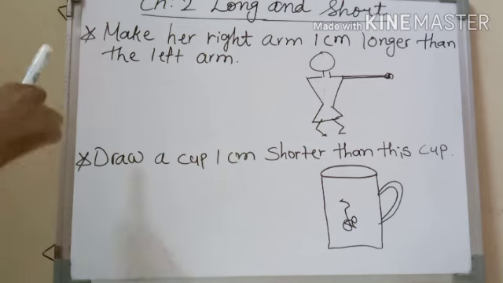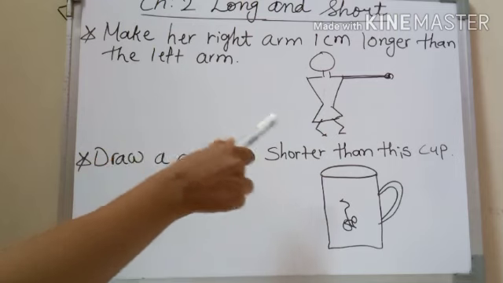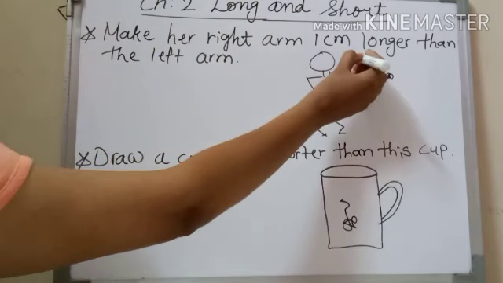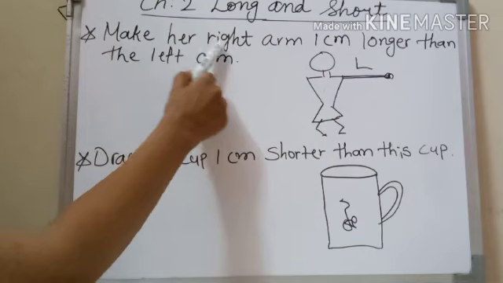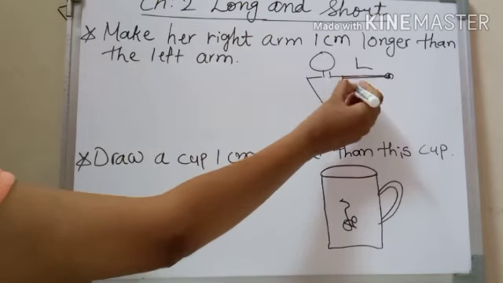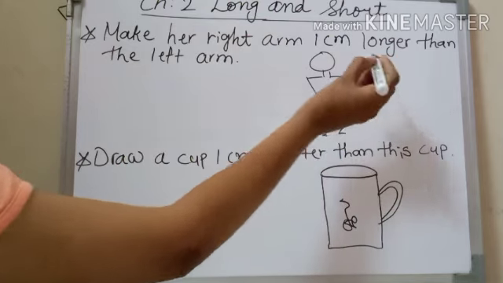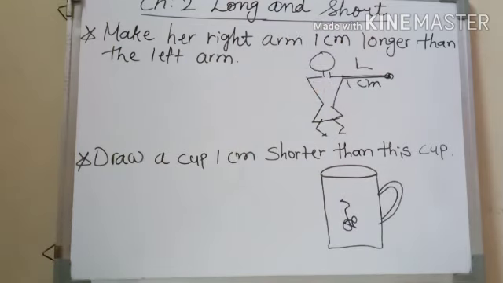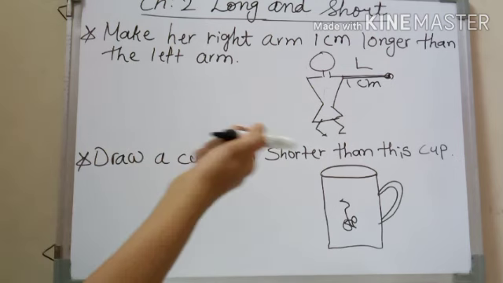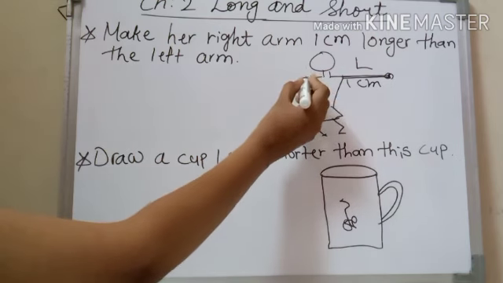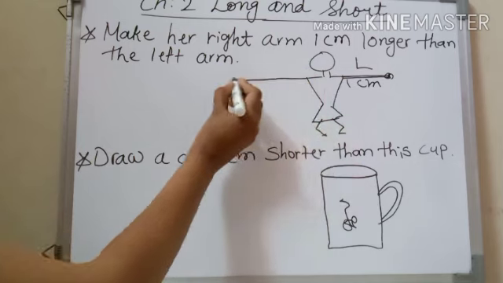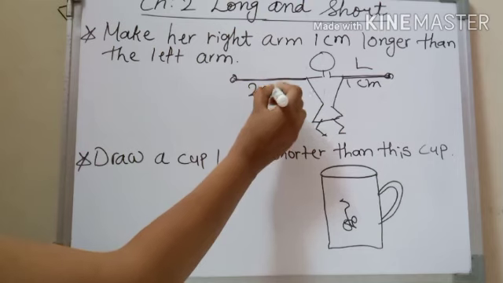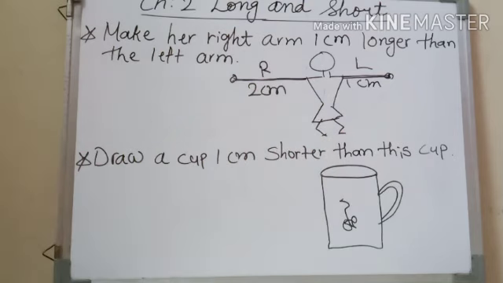Now the question is: make her right arm 1 centimeter longer than the left arm. See this picture, this is a left arm and we have to make it a right arm. Suppose the length of this arm is 1 centimeter. So here we have to draw the right arm 1 centimeter longer, so 1 centimeter plus 1 centimeter. Here we draw the length of the arm as 2 centimeter. So the length of this right arm is 2 centimeter.